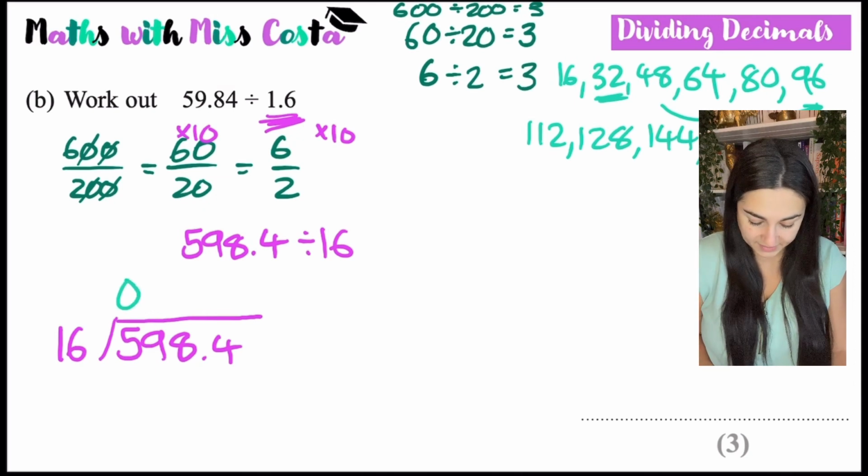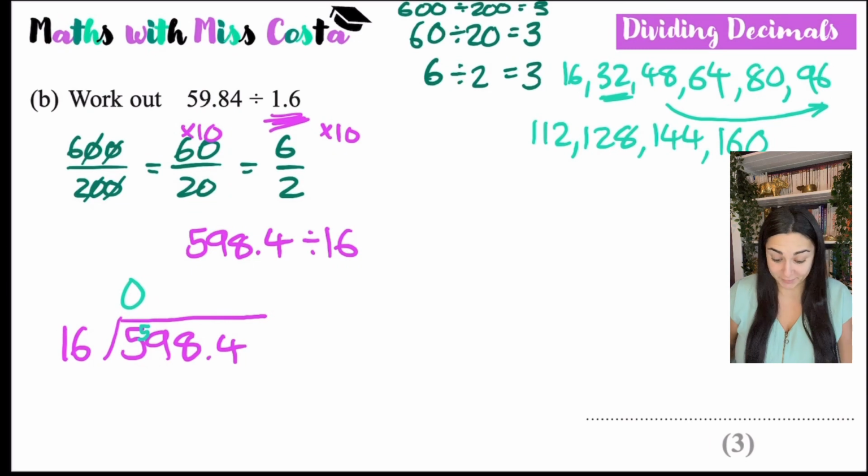Okay, so now how many 16s fit into 5? I've got none, so we carry the 5. So let's use a different colour. So how many 16s into 59? Well, 1, 2, oh, I didn't change a different colour. 1, 2, 3. So put 3, and from 48 to 59, that's a remainder of 11.